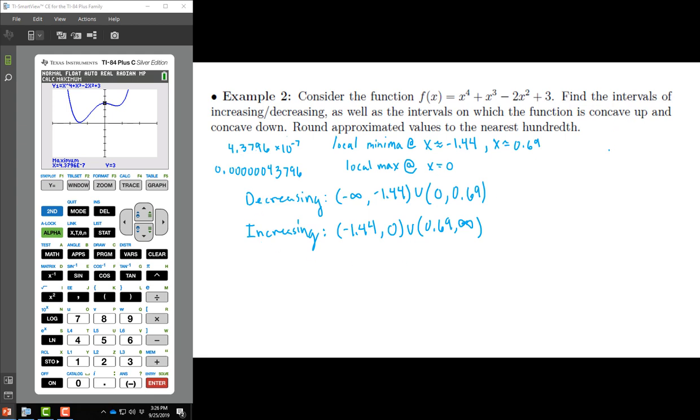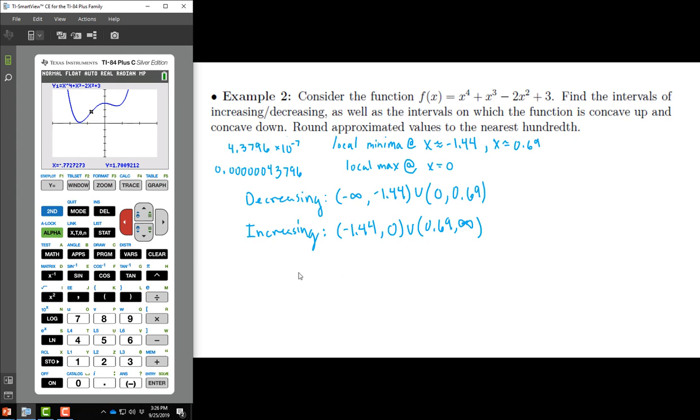Now concave up and concave down. Remember, that happens at inflection points. I'm not going to have us use the calculator to zero in on the approximate value of the inflection points, other than to just have us eyeball it. If we use this trace button, that allows you to trace along the graph. Let's eyeball here. It looks to me like the inflection point over here is in this neighborhood somewhere. So maybe we'll call it negative 0.77.